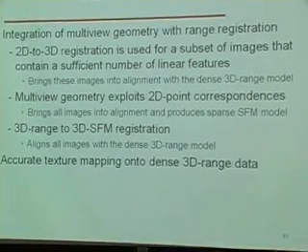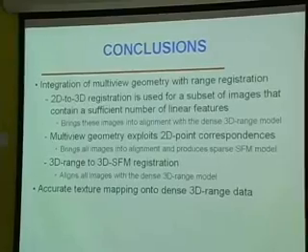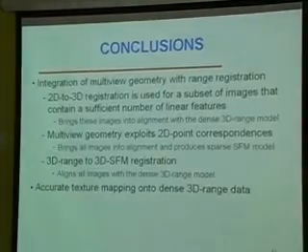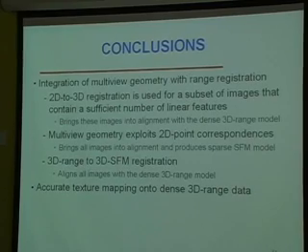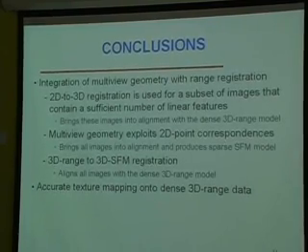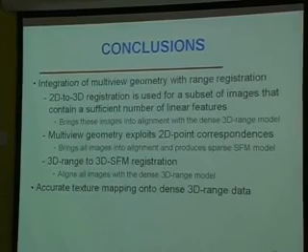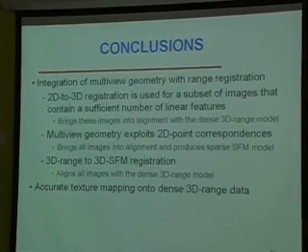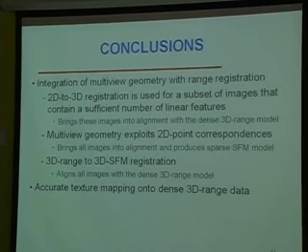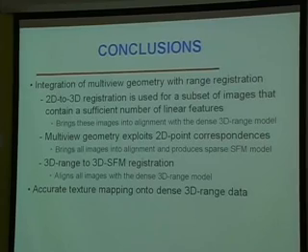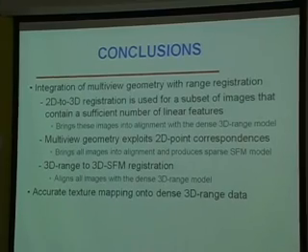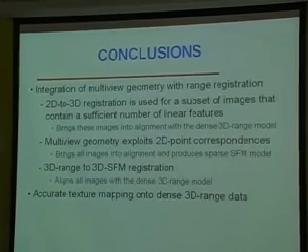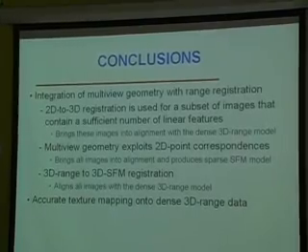So let me wrap this up. What I spoke about today was the integration of multiview geometry with range registration. We use 2D to 3D registration for a subset of images that contain a sufficient number of linear features, to bring these images into alignment with the dense 3D range model that we acquire from laser scanners. The multiview geometry exploits the 2D point correspondences. They allow us to bring all images into alignment and produce the sparse SFM model. Then we align all the images with the dense 3D model. As a result, we can have accurate texture mapping onto dense 3D range data.